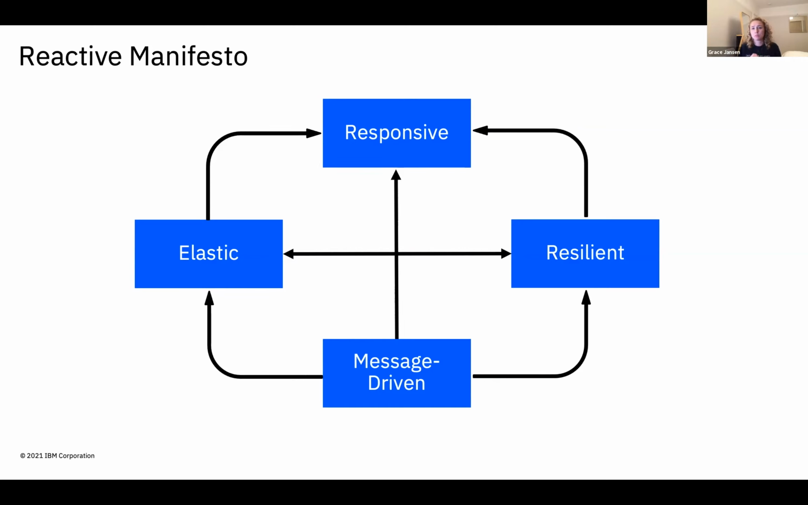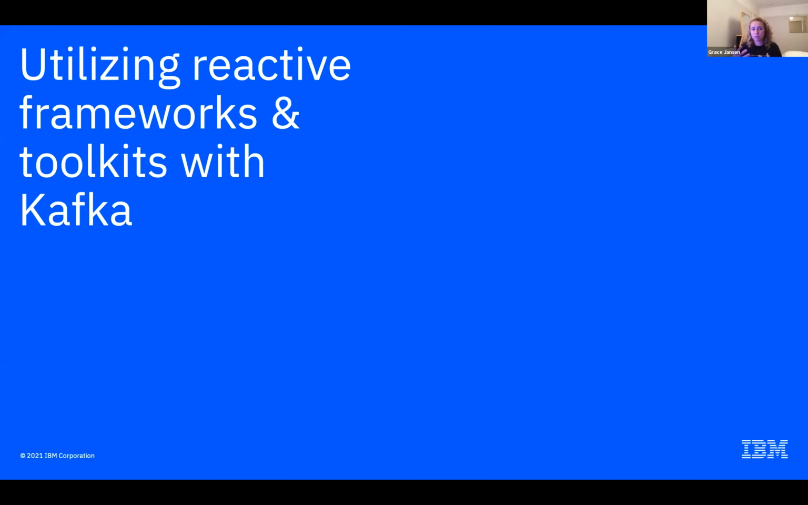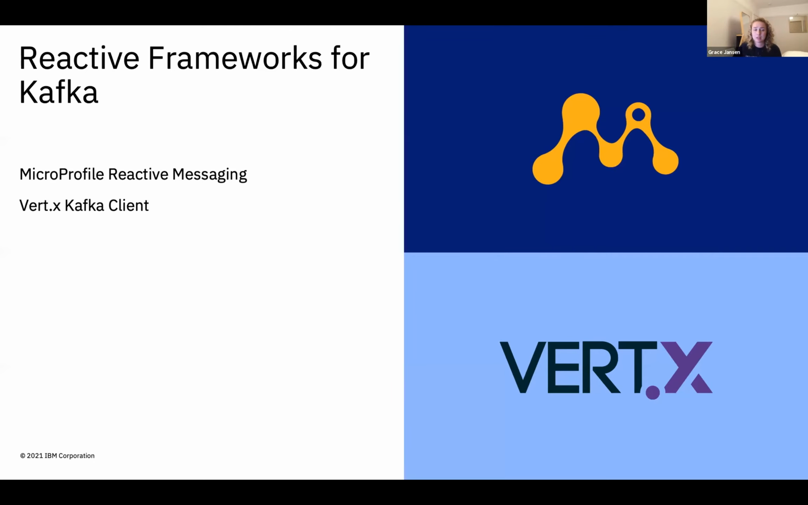But as I said, it's not just about the data layer. You have to think about how the individual microservices or components within your application communicate to each other and how your system as a whole has enabled those asynchronous and non-blocking behaviors and characteristics. So to enable that throughout your application, you can utilize reactive frameworks and toolkits in addition to utilizing Kafka. So using them in conjunction with one another. We're going to take a look at a couple within this session, but they aren't limited to just these. So this isn't a complete list. So the two we're going to take a look at are MicroProfile Reactive Messaging and Vert.x Kafka Client.